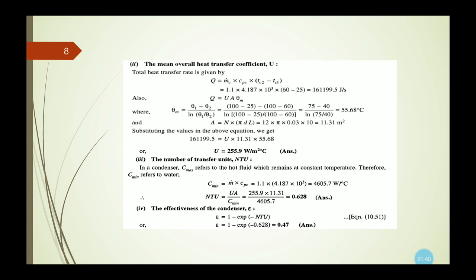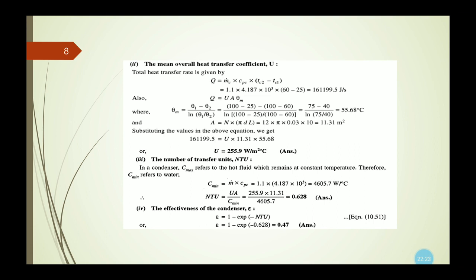Next we need to calculate the mean overall heat transfer coefficient, that is capital U. The heat transfer rate is given by Q equals m dot c times cpc times the temperature difference for the outlet and inlet of the cold fluid. The mass flow rate of the cold fluid is 1.1, and cpc, the specific heat for the cold fluid, has a default value 4.187 times 10 cube. TC2 and TC1 are given in the question as 60 and 25. Using these values, we can calculate the total heat transfer rate.